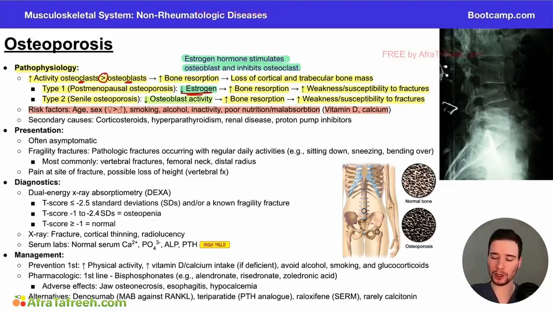It's also important to know there are some secondary causes of osteoporosis. These include things like corticosteroids, hyperparathyroidism, renal disease, and proton pump inhibitors. This is not all inclusive. There are some other things, but in general, these are the ones they want you to know.